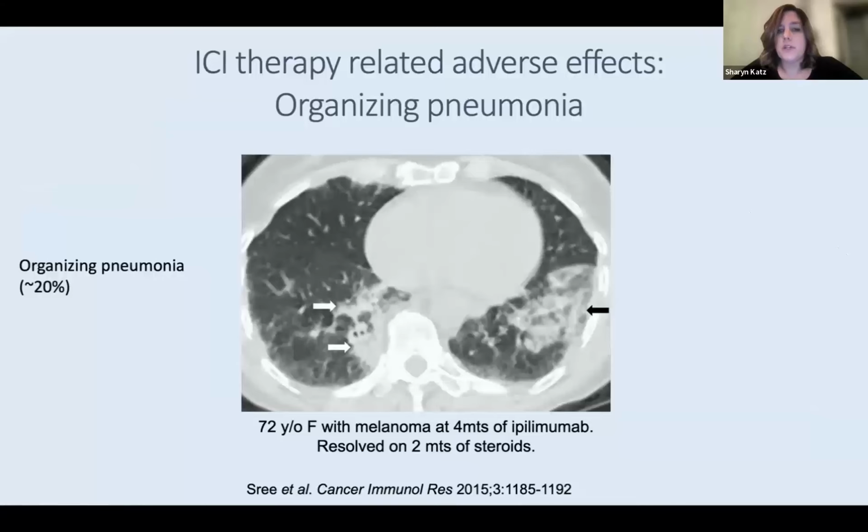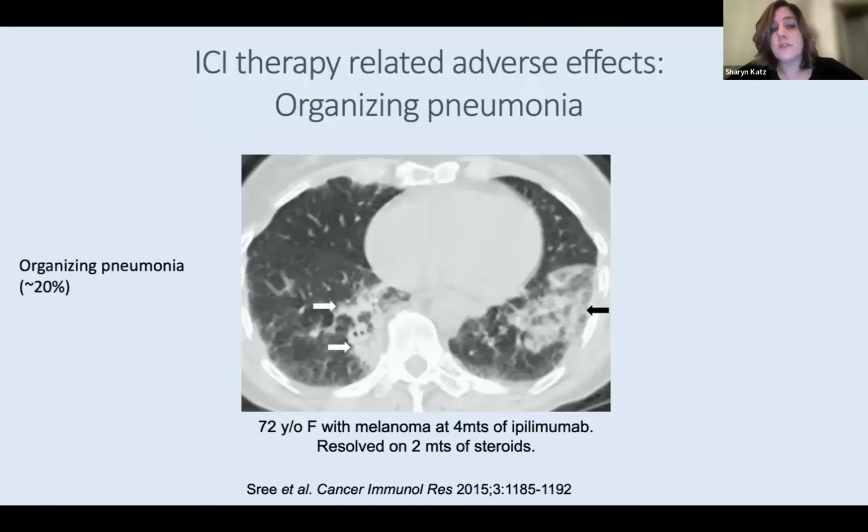And then organizing pneumonia. This is an extremely common manifestation of ICI therapy. The classic picture for this is consolidative opacity with central clearing. You see that to some extent in this case, where there's some central areas of ground glass and surrounding consolidation, super common, tends to be lower lung predominant and peripheral.